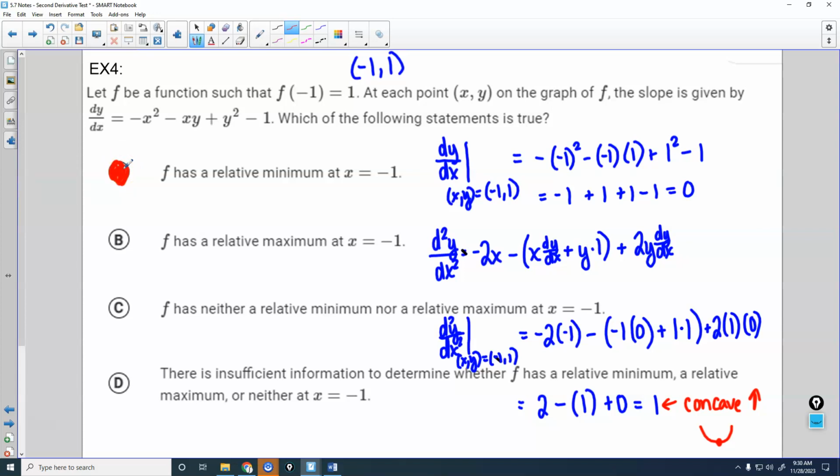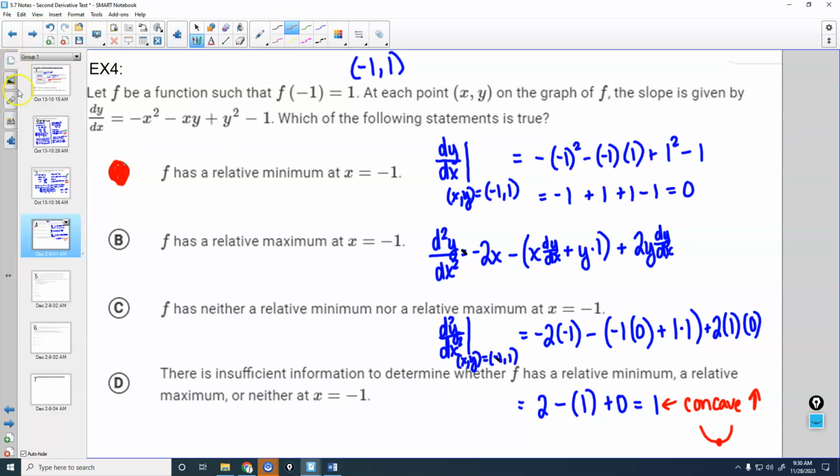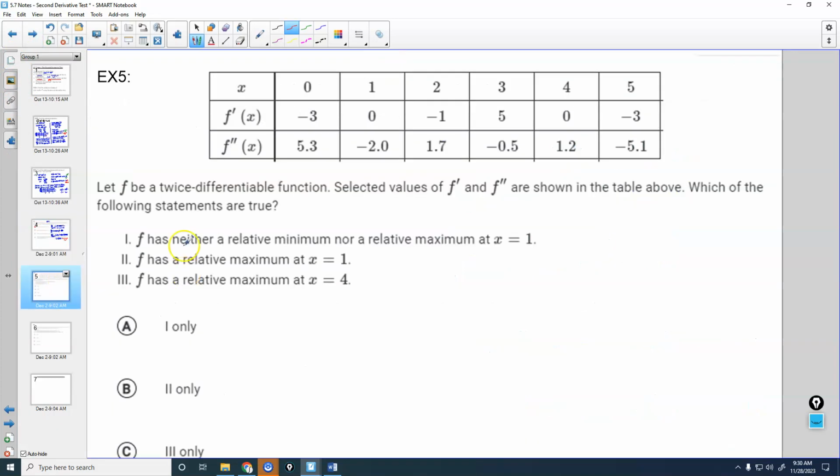So here is an example where the second derivative test has to be used. You cannot use the first derivative test on this problem. So while we may not have to use it on everything, we are going to have to use it at times. Okay, questions on that? Okay, let's look at a couple more examples that you might see where you have to use this.